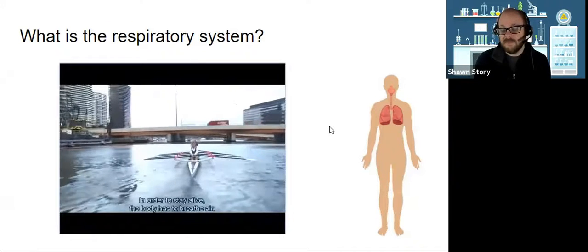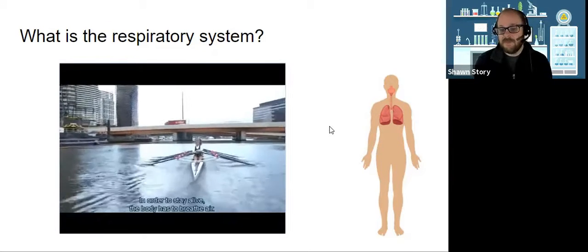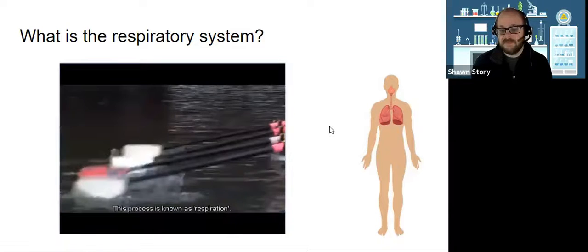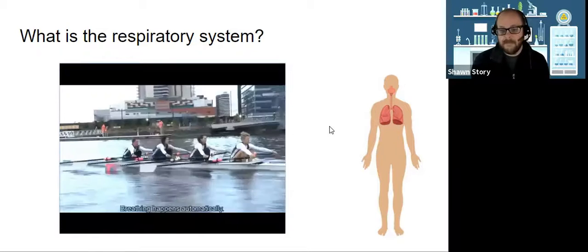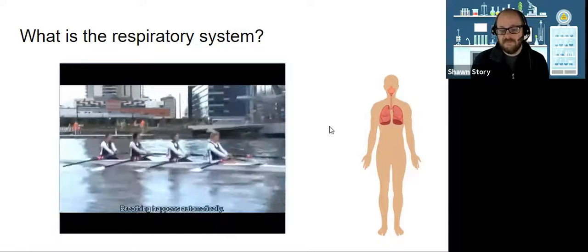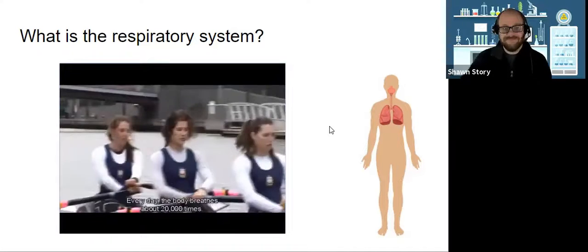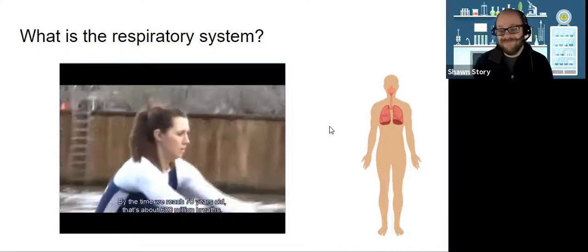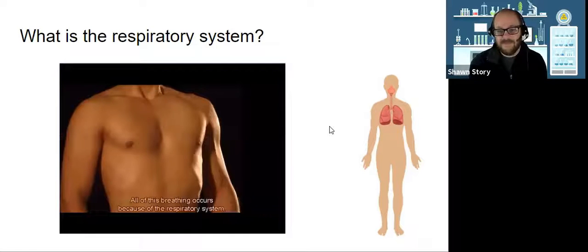In order to stay alive, the body has to breathe air. We breathe in oxygen and we breathe out carbon dioxide. This process is known as respiration. Breathing happens automatically. Every day, the body breathes about 20,000 times. By the time we reach 70 years old, that's about 600 million breaths.